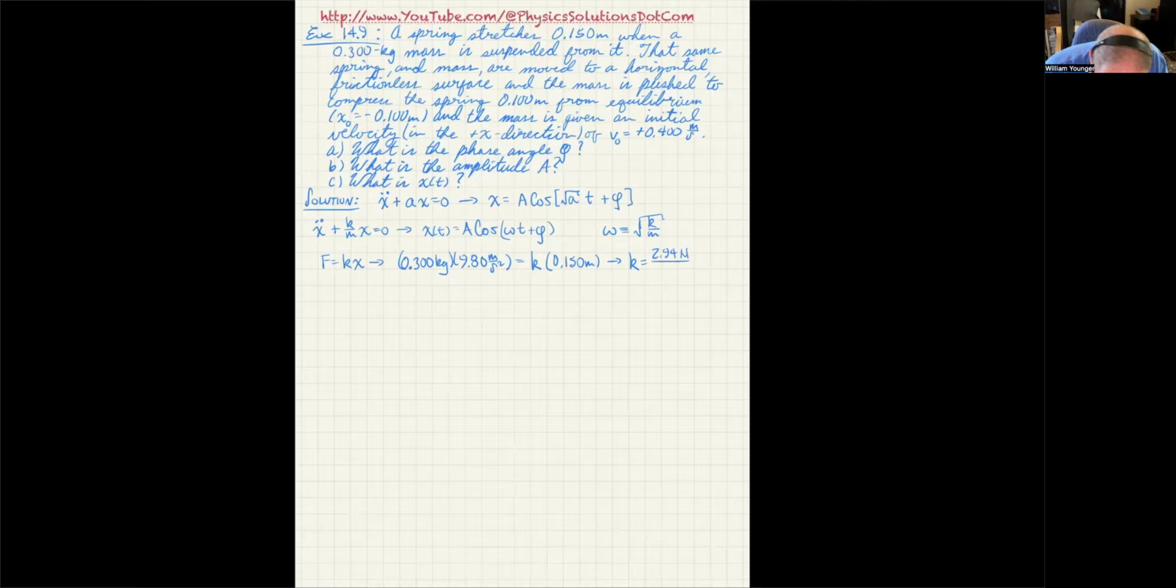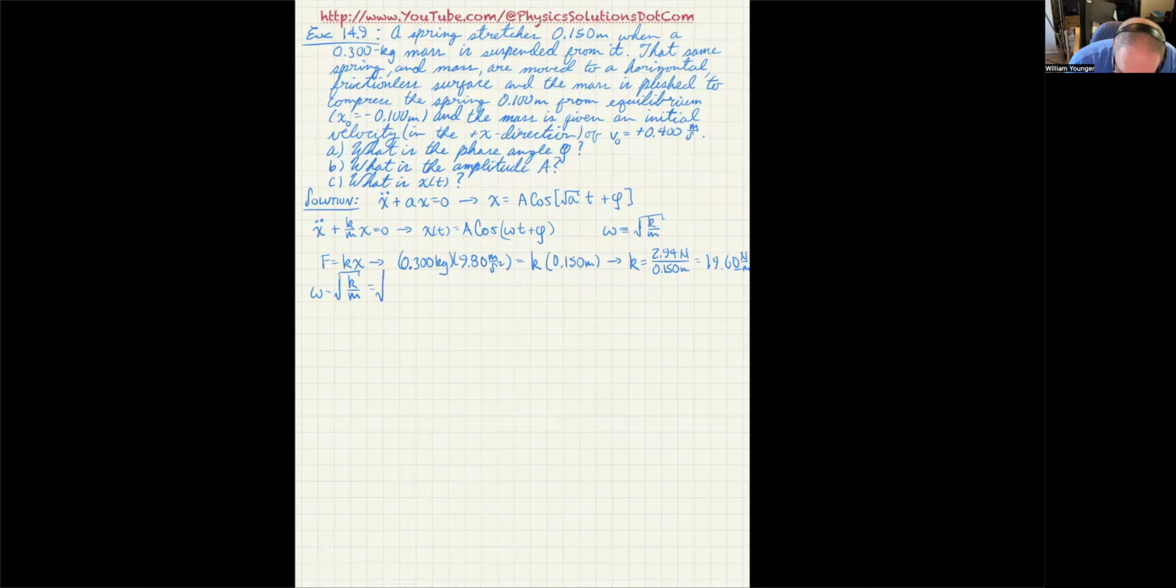2.94 newtons divided by 0.150 meters, which gives me 19.6, and that's newtons per meter, the spring constant. So we now have the spring constant, and with the spring constant, we can go ahead and compute omega. So omega is equal to the square root of k over m.